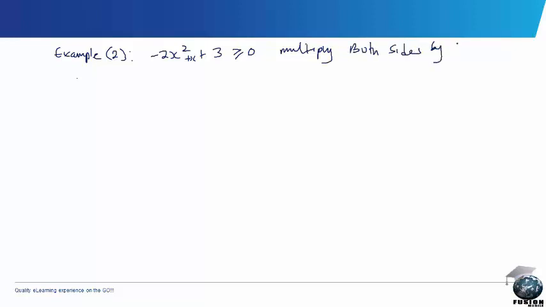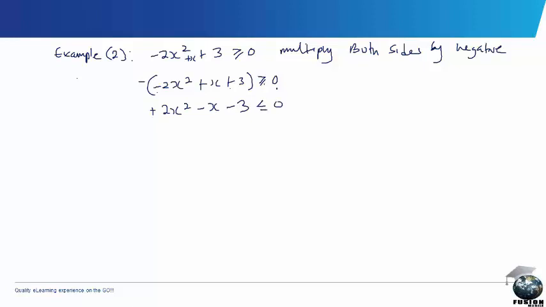by negative. When you multiply both sides by negative, we have negative 2x² plus x plus 3 greater than or equal to 0, and so you have 2x² minus x. Negative times negative gives you +2x² minus x. Negative times positive gives -3, and this changes the sign to less than or equal to 0.